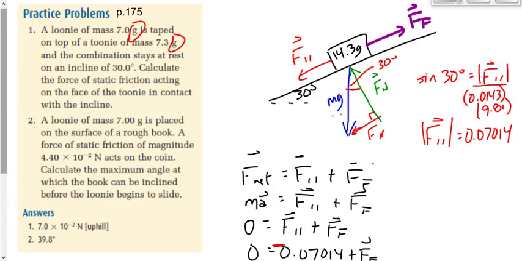It says a loonie of mass 7 grams is placed on the surface of a rough book. The force of static friction of magnitude 4.4 times 10 to the negative 2 newtons acts on the coin. What's the maximum angle at which the book can be inclined before the loonie begins to slide? It's not a trick, but it's a good one.